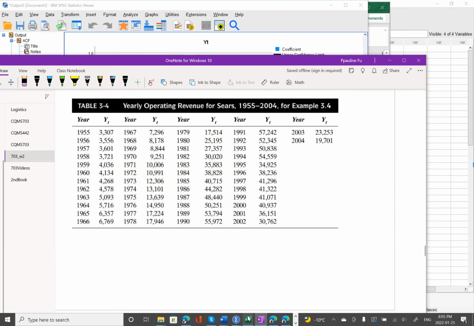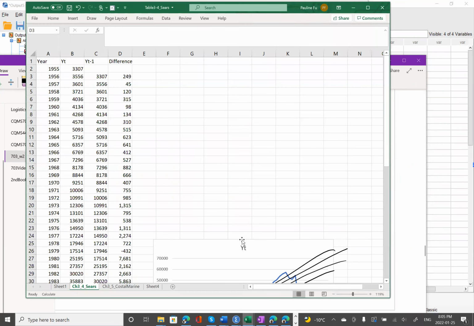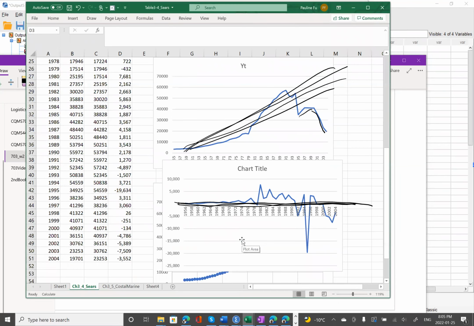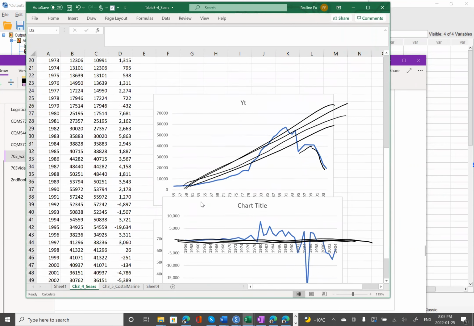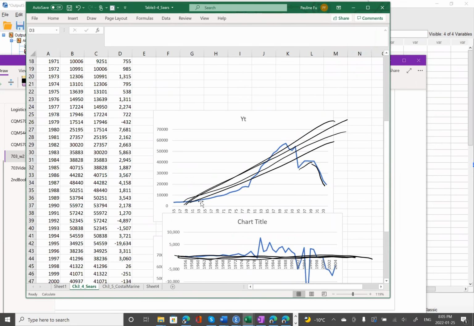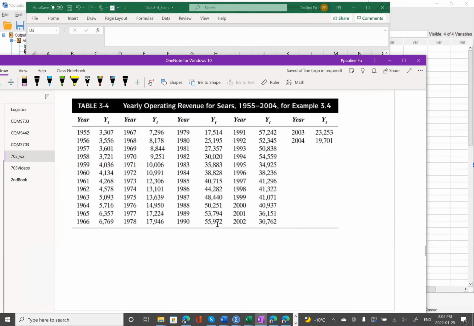The first thing, use Excel to explore the data patterns. Use Excel, the very simple tool. And next, you can use SPSS to get the autocorrelation. So that is in chapter 3, we just explore the data patterns. We haven't involved the specific forecasting. That is actually in chapter 4, specific forecasting. Any questions?